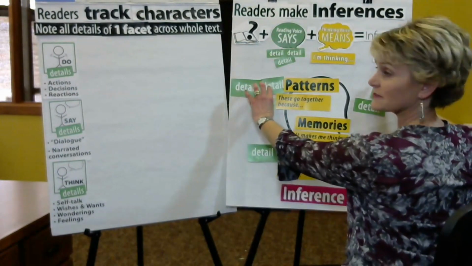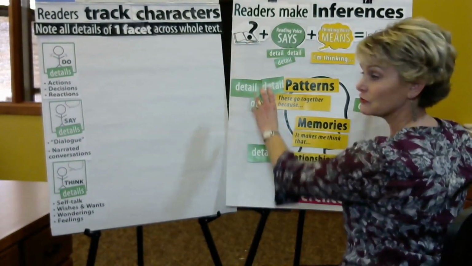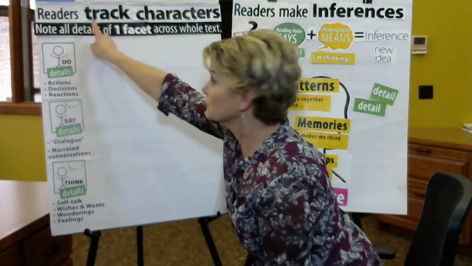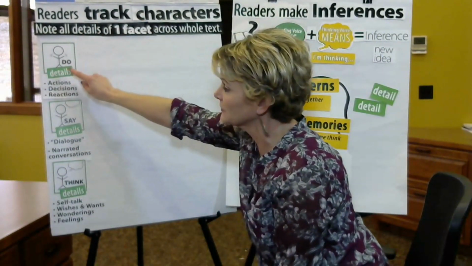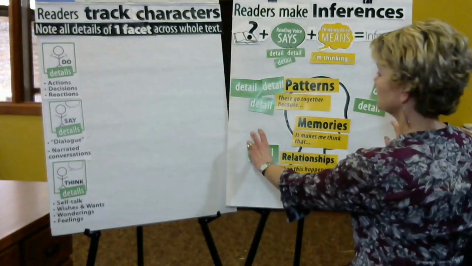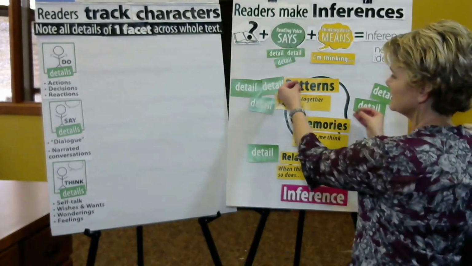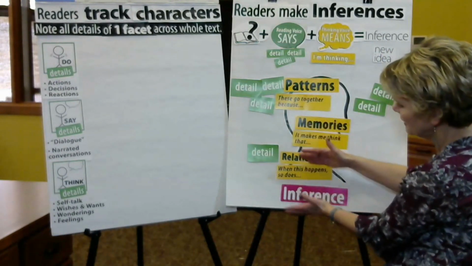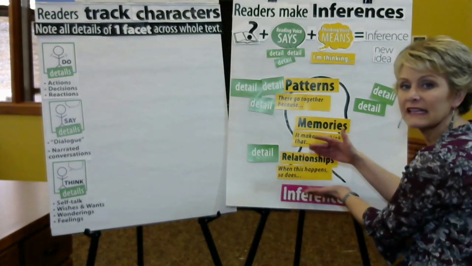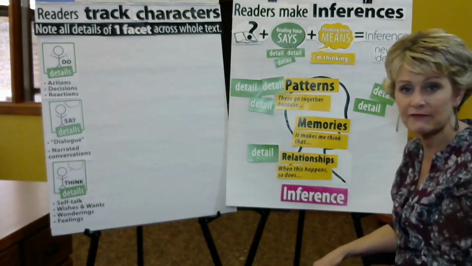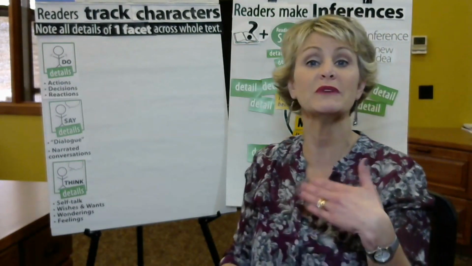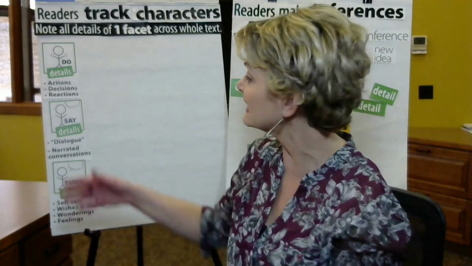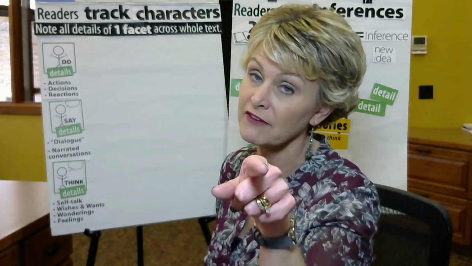They give you details. Is this looking familiar? Your reading voice collects details, tracks details. What details? What the character does, says, and thinks. But the reader has to put those details together and think about them in order to come up with a character trait. A character trait is an inference. Authors don't tell it to you. You have to infer it. Authors imply it. They give you hints and clues. You've got to figure it out.